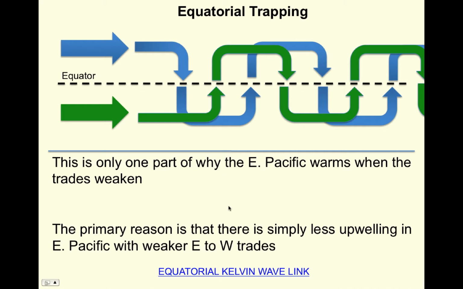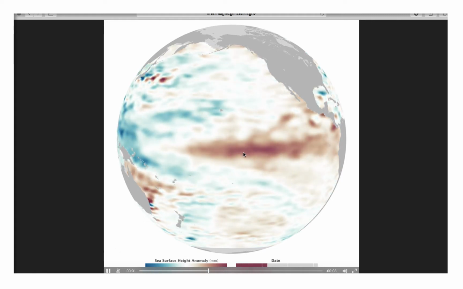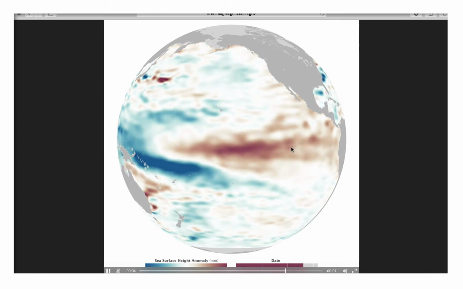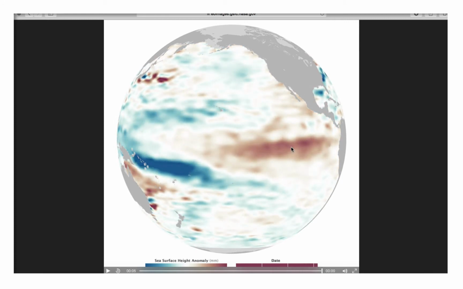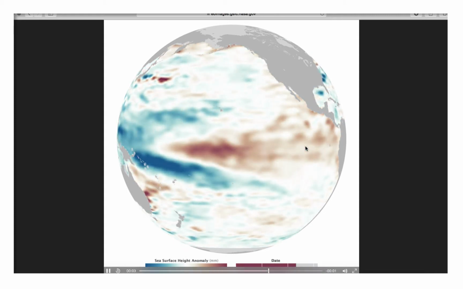However, the primary reason that the water's warm in the eastern Pacific during weaker trade winds is simply there's less upwelling there than normal. Now here's a very short video looking at the sea surface height anomaly, again, an equatorial Kelvin wave, that once the trade winds weaken can propagate from the West Pacific across towards the Eastern Pacific. And again, we're looking at reds here, which makes you think that it's sea surface temperature, but it's really sea surface height we're looking at here that propagates across. They're almost the same thing here.